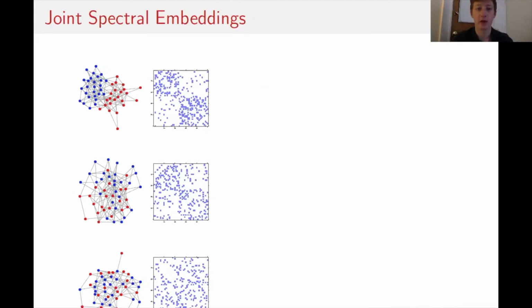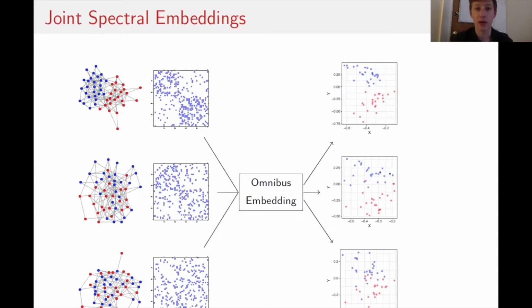Alternatively, what we can do is that we can embed the networks in a way that pools together shared information across graphs. So in this way, we can come up with these low-dimensional representations of the networks that in some sense uses the fact that these network objects should be similar in structure. So in the same way as before, we can still apply all of our favorite statistical tools to these embedded points to answer graph problems.